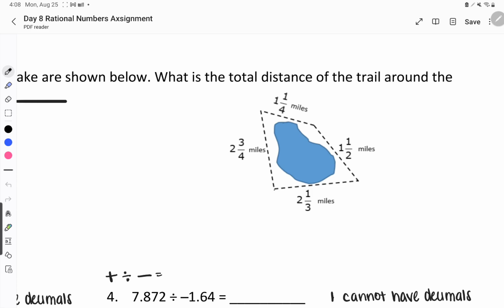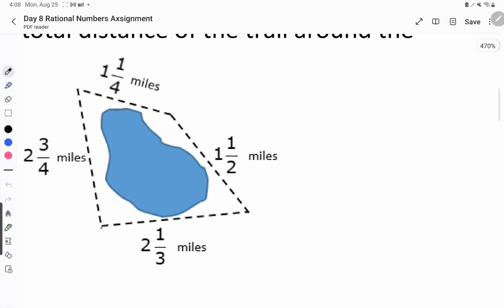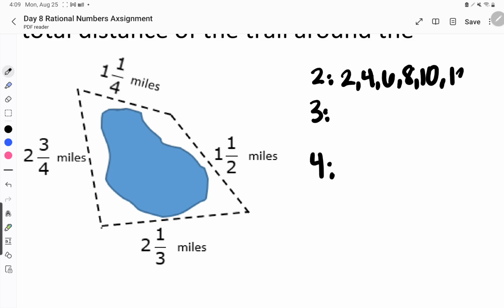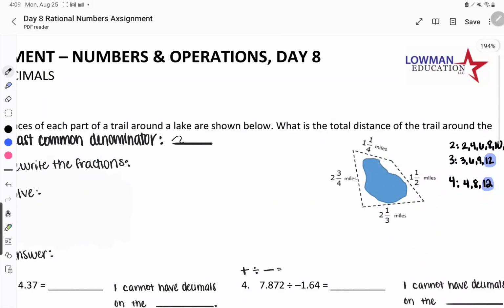Now, when I add these, what do I always have to have whenever I add fractions? I have to have a least common denominator. So let's find it. We've got 2, 3, and 4 as our denominators. For 2, I would do 2 times 1, which gives me 2, 2 times 2, which is 4, 6, 8, 10, 12, 14, and we'll stop there. For 3, I have 3, 6, 9, and 12. And then for 4, I have 4, 8, and 12. And I'm going to stop there because I see a 12 here, a 12 here, and a 12 here. So my least common denominator is 12.